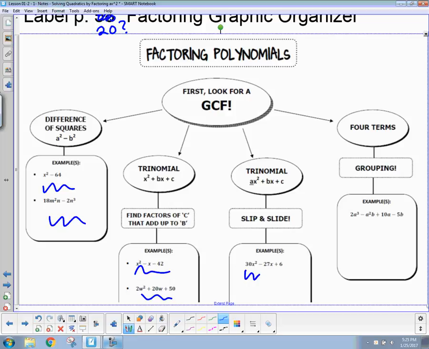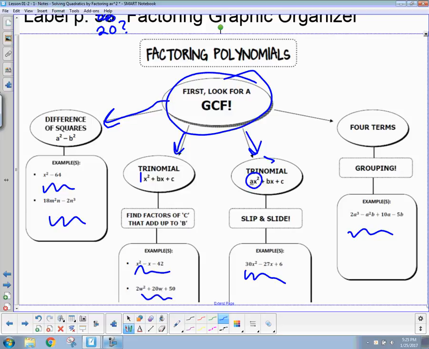But the idea is take the greatest common factor first. Once you're done with that, if you're still needing to factor, you just follow the flow chart. Is it a difference of squares? Is it a trinomial with a 1 for a leading coefficient? Is it a trinomial with a leading coefficient greater than 1? Or is it simply 4 terms and we need to use grouping that I just showed you? Flow chart's already filled out. All you got to do is stick this in. Okay, guys?